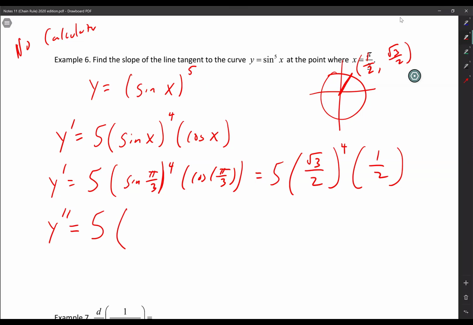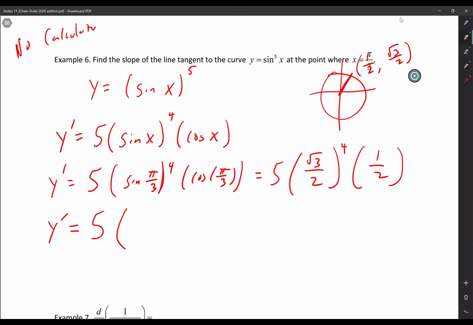Why'd I put what? Oh, you're right. I don't know. I was just being silly. I wanted to throw a curveball. No, I just put it as y prime prime for whatever reason.